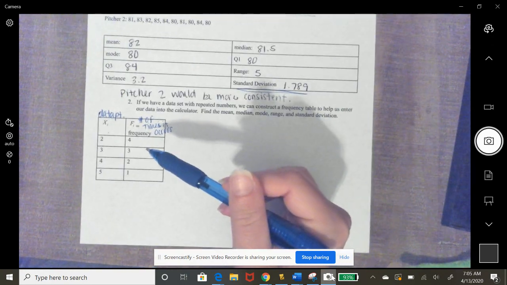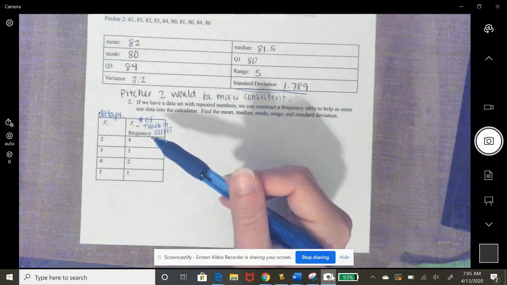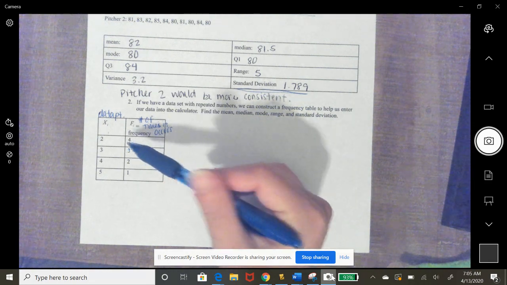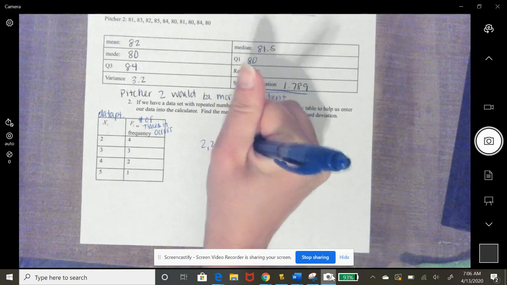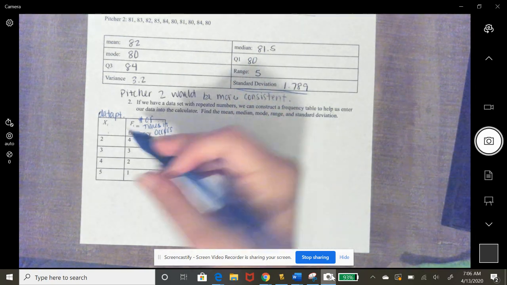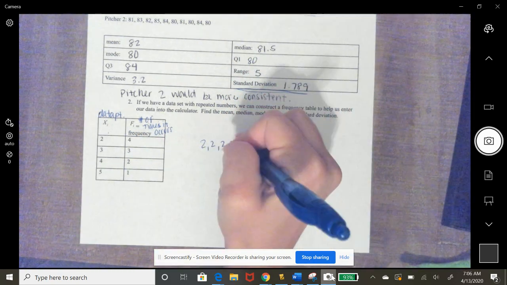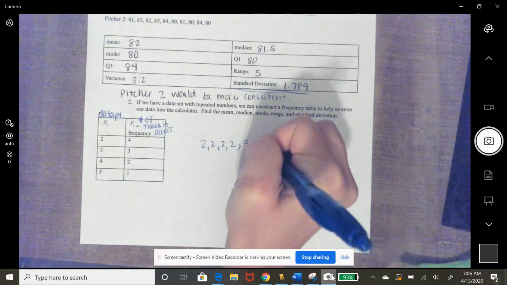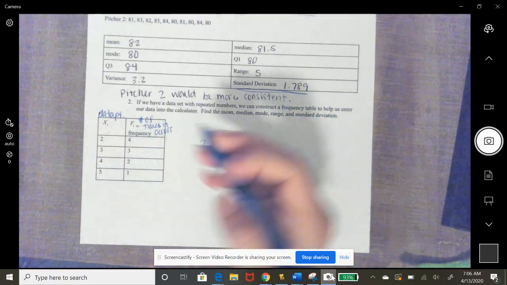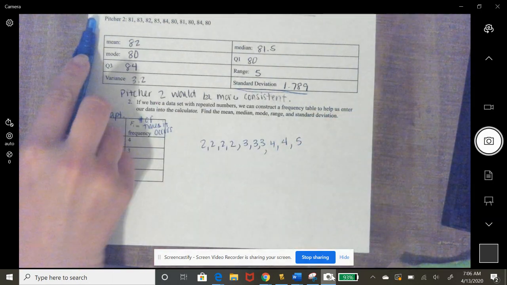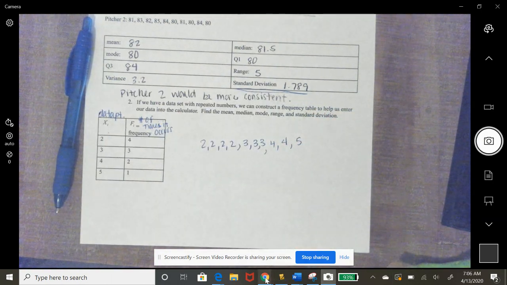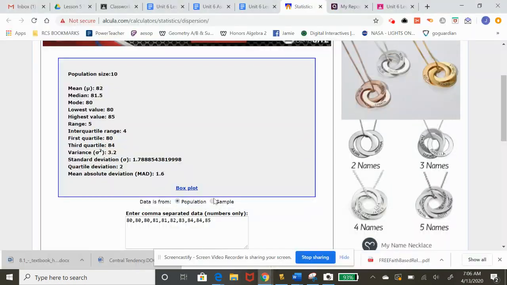So if I'm listing out the data to use in my website, this means I have 4 2s. So I'm going to have to type my 2 4 times. Okay, then I have 3 3s. So I'm going to have to type 3 3 times. I have 2 4s. And then I have 1 5. Okay, so don't just type 2 3 4 5. There are multiple of each of those.